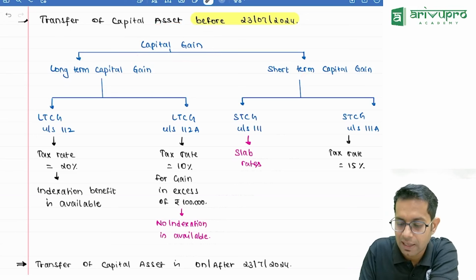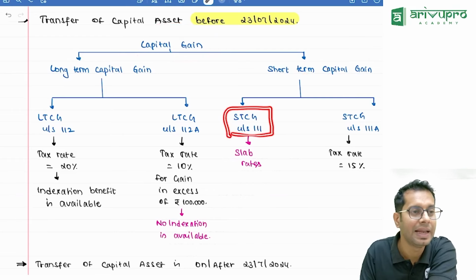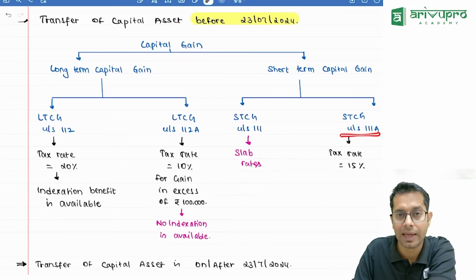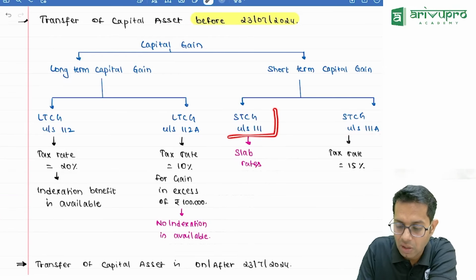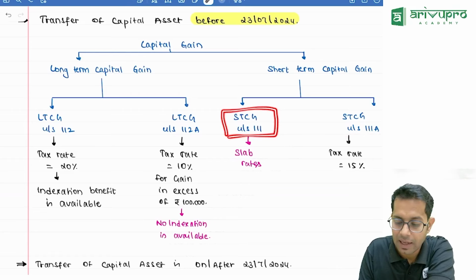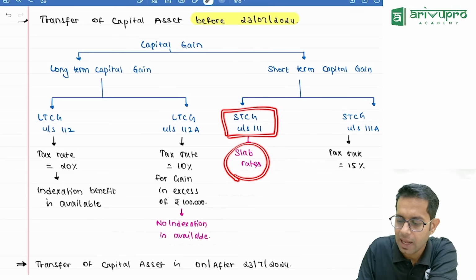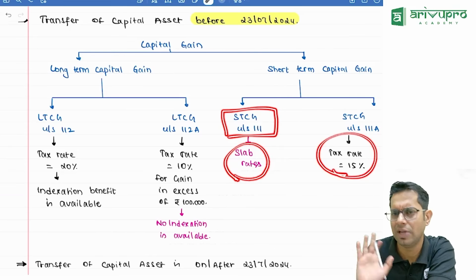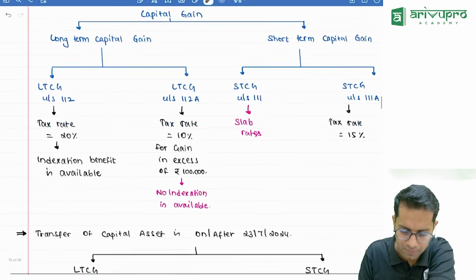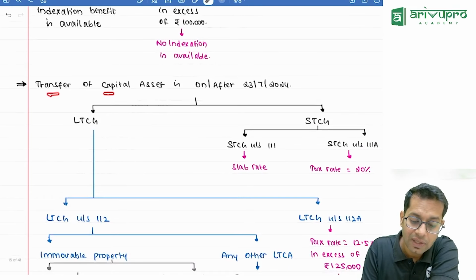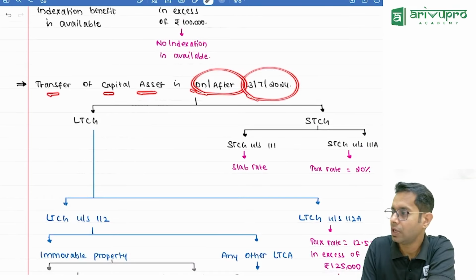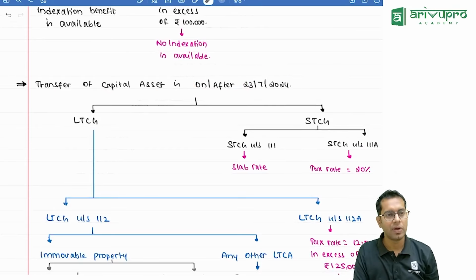What is the tax rate? Short-term capital gain is taxable under 111 and 111A. If it is short-term capital gain under section 111, then it is taxable at slab rate, whatever slab rates are there. And if it is 111A, 15%. Now, sir, what if the capital asset is transferred on or after 23rd July 2024?